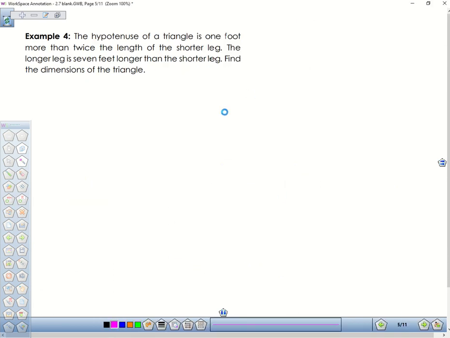So this question is a geometry question again. The hypotenuse of a triangle is 1 foot more than twice the length of the shorter leg. So we take our triangle and draw it. When we talk about hypotenuse and legs, we know it's going to be what kind of triangle? A right triangle, because right triangles are the only triangles that have a hypotenuse. The hypotenuse is the side opposite the right angle, as you know from geometry, and these are the two legs. So let's go ahead and write some statements.